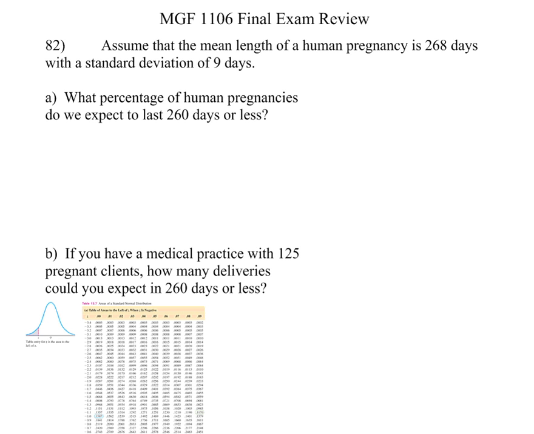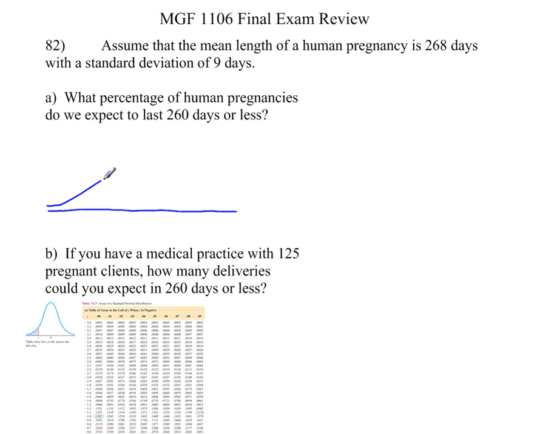Final exam review question 82. Assume that the mean length of a human pregnancy is 268 days with a standard deviation of 9 days. What percent of human pregnancies do we expect to last 260 days or less? Let's start by assuming that the number of days of pregnancy is normally distributed.